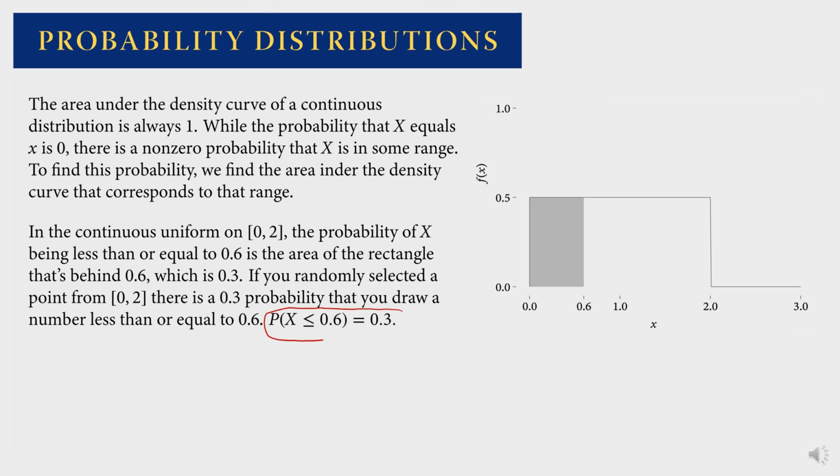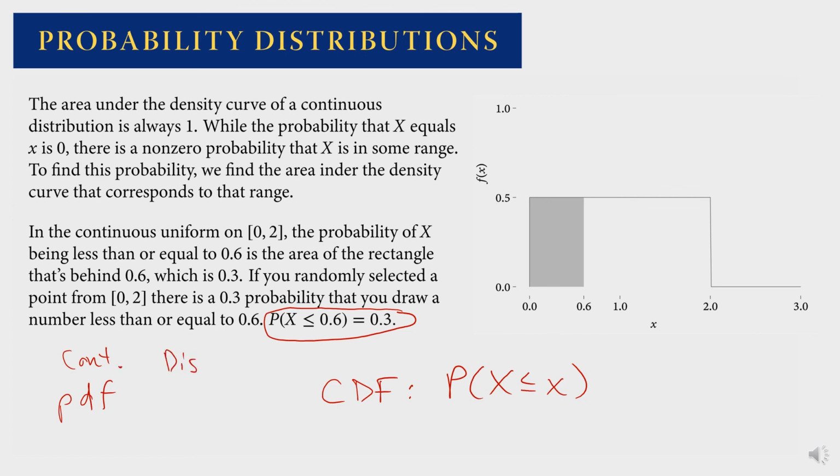This is the cumulative distribution function from before. The probability that X is less than or equal to some number. Continuous distributions and discrete distributions both have a CDF, but a continuous distribution has a PDF, and a discrete distribution has a PMF.